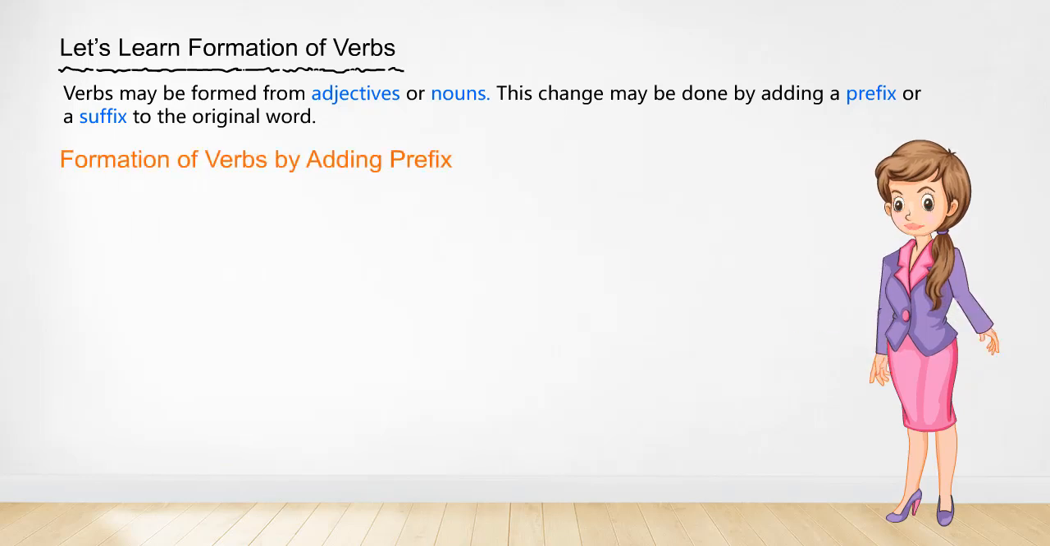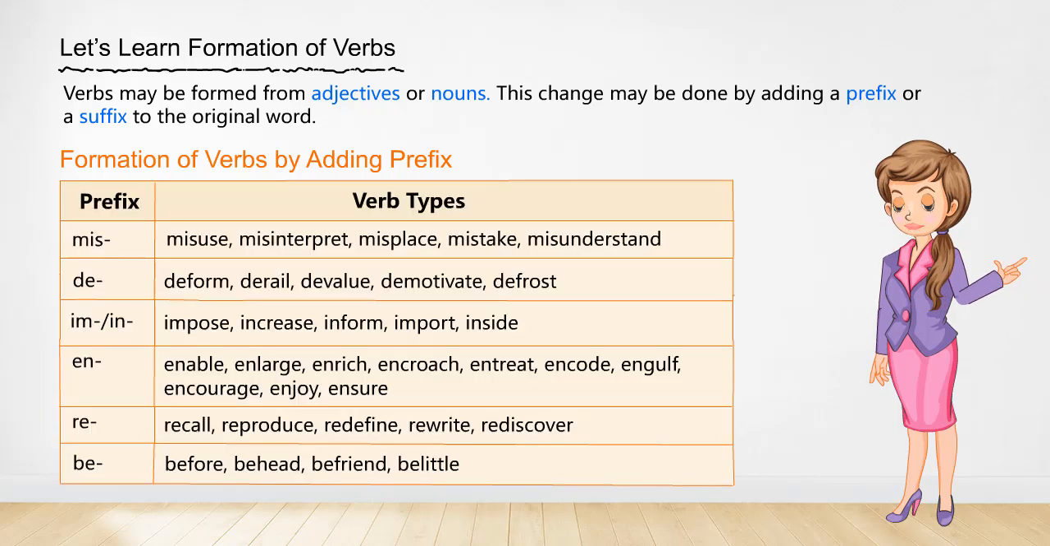Formation of verbs by adding prefix. Prefix mis, verbs: misuse, misinterpret, misplace, mistake, misunderstand. De: deform, derail, devalue, demotivate, defrost. Im/in: impose, increase, inform, import, insight.